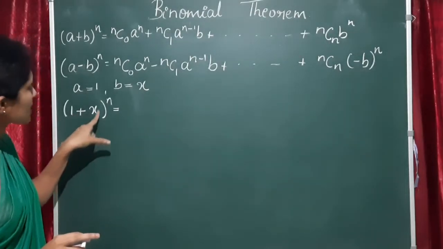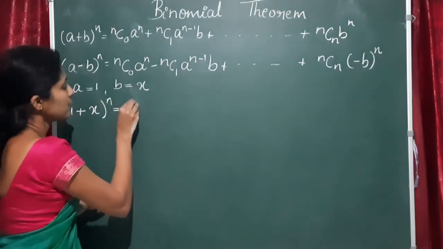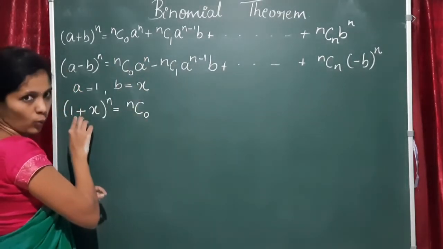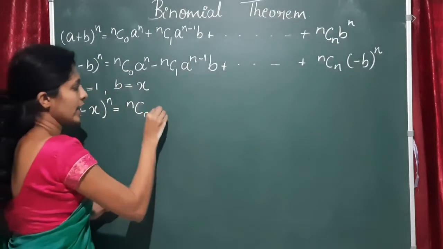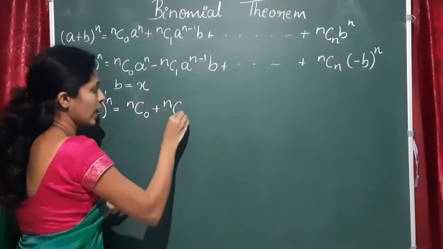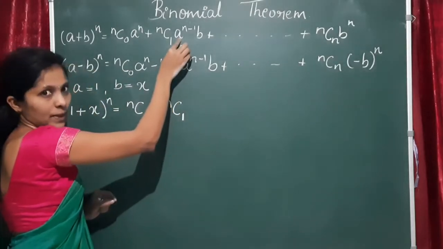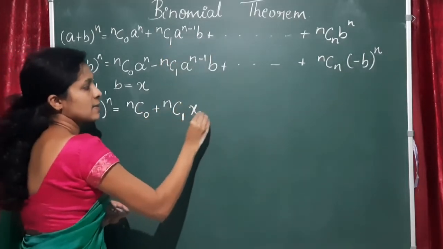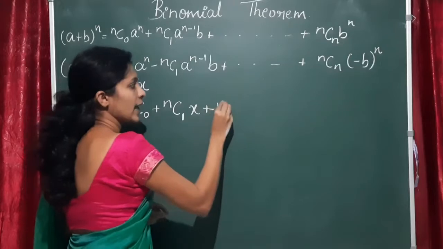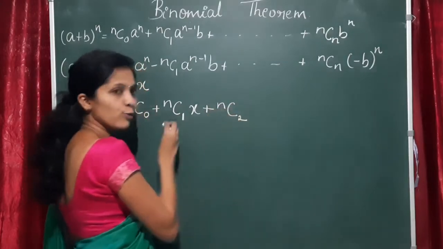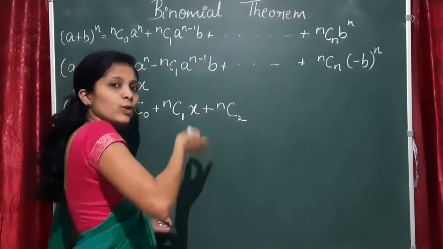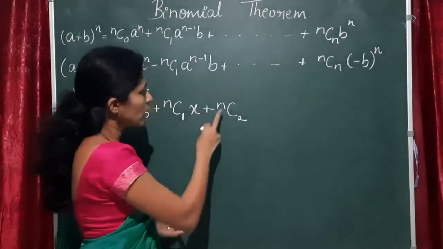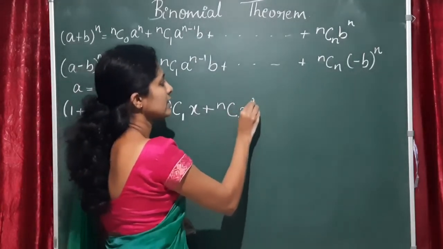Now (1 plus x) whole to the power n will be nC0, a is 1, 1 to the power n will be 1, right, plus nC1, again 1 to the power n minus 1, so we are not going to write that, b will be x, plus, the next term, nC2, and the power of 1 will be decreasing. Anyway, whether the power of 1 is increasing or decreasing, it doesn't matter, it will be 1. So nC2, the power of x will be increasing, x square.